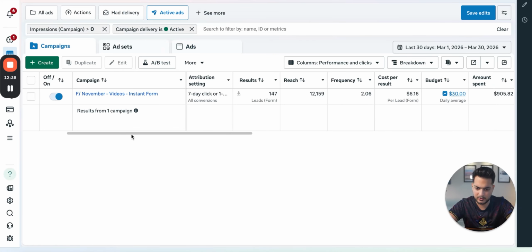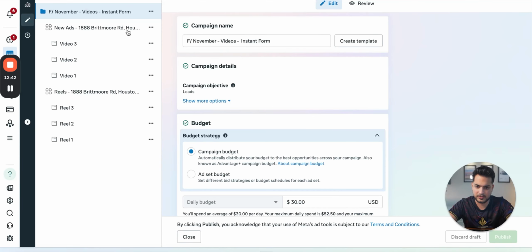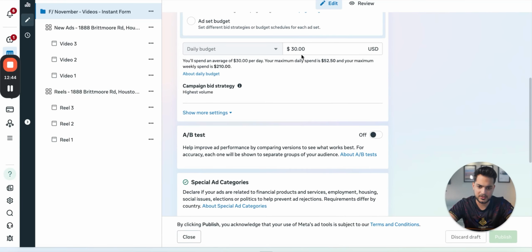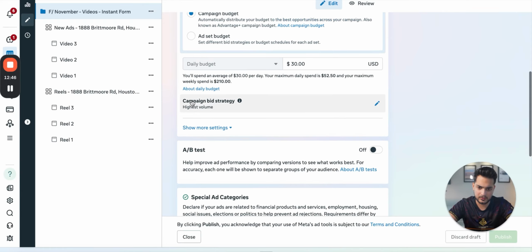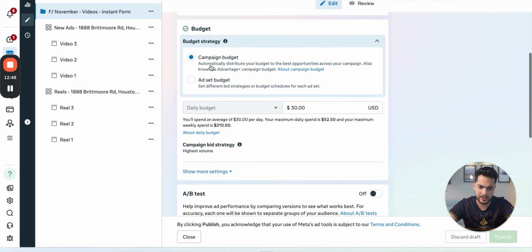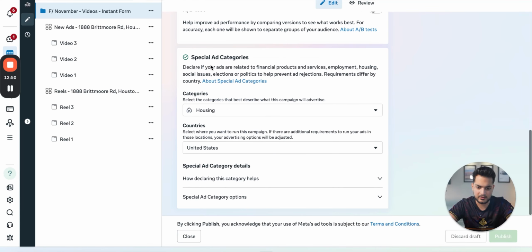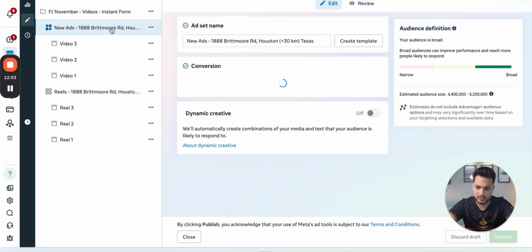So especially if you're just starting out, you need to make sure that you have a couple of things in place. The first thing is set your ad budget. You can do this on a campaign level or on an ad set budget level. I would just do it on a campaign level. And then from there, just have something like $30 you're spending.